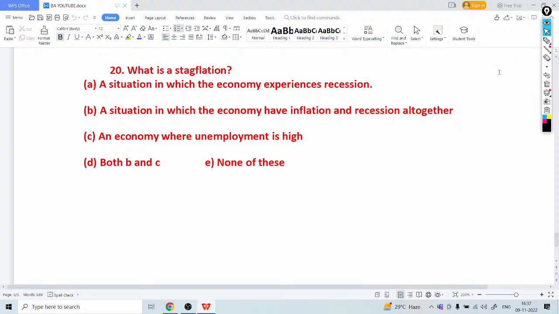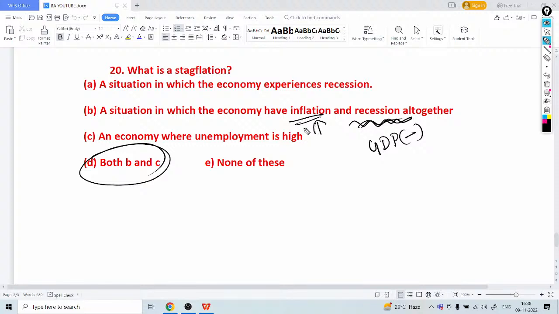What is stagflation? A situation in which the economy experiences recession, a situation in which the economy has inflation plus recession, or the economy where unemployment is very high, or both B and C. The answer is both B and C. When the market condition is very problematic or there is negative GDP growth, when there is high inflation and when there is unemployment, that scenario or situation is called stagflation.